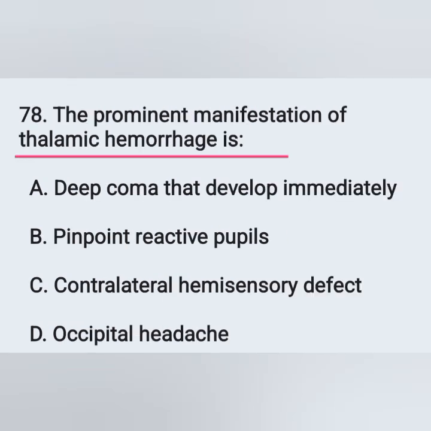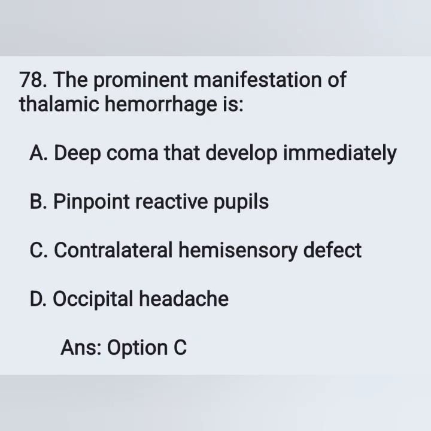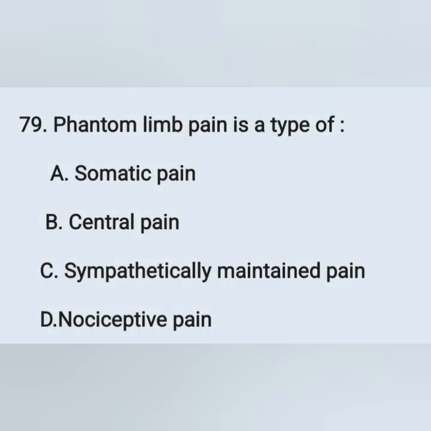Question number 78. The prominent manifestation of thalamic hemorrhage is. Options. Option A, deep coma that develops immediately. Option B, pinpoint reactive pupil. Option C, contralateral hemisensory defect. Option D, occipital headache. Question is, which is the prominent manifestation of thalamic hemorrhage? Contralateral hemisensory defect. Option C is the correct answer. Move on to the next question.